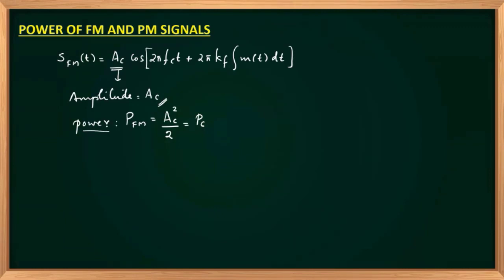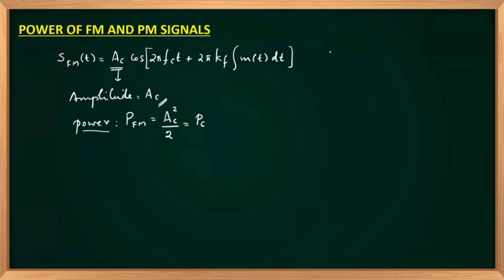But in AM, power depends on the modulation index. So in that case, the modulation index will determine the power level. But in this case, power is a constant value equal to carrier power.